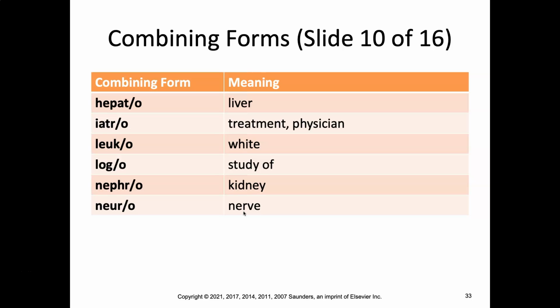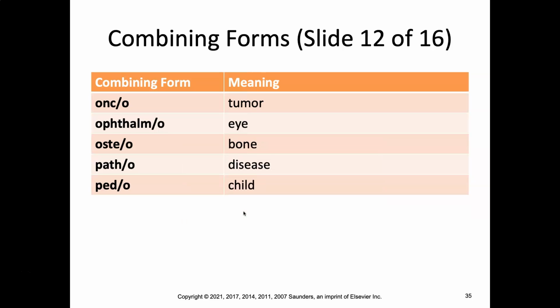Hepato, liver. Iatro is usually treatment. It's very rare that it's physician, but it possibly could be. But most often, iatro is treatment. Leuco, white. Logo, study of. Nephro, kidney. Neuro, nerve. Onco, tumor.